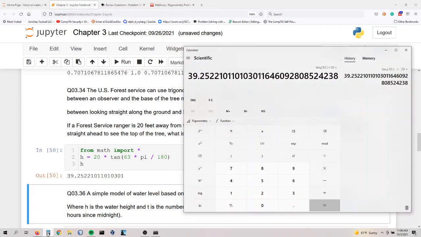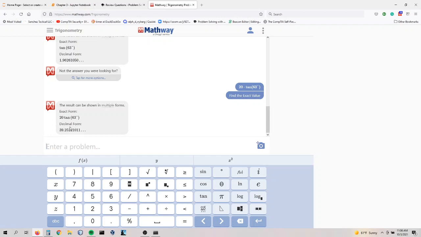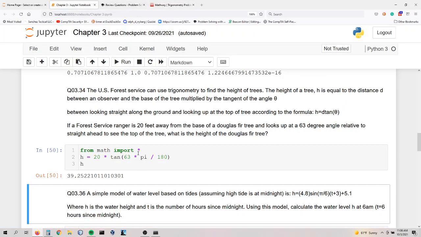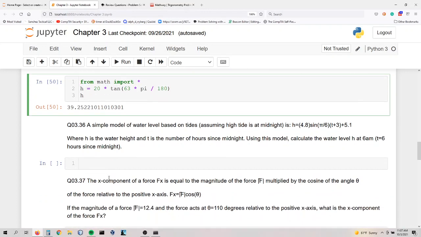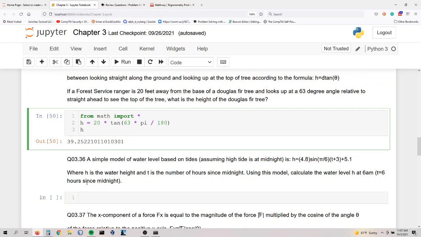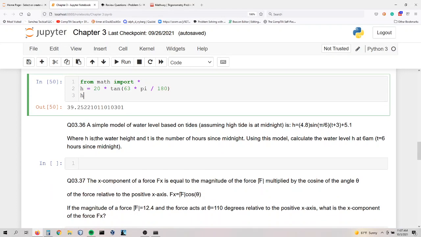I have my proof right here, tangent of 63 times 20. I also did it in Math way over here. I was looking for different forms to really make sure that I was doing the proper thing. If you guys can find a way to do this a little bit simpler, that would be nice. I don't feel like we should have to be converting for Python, but for whatever reason, that's how the answer came out right. So anyway, what can we do, right?